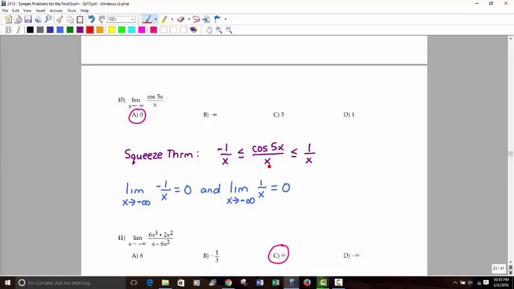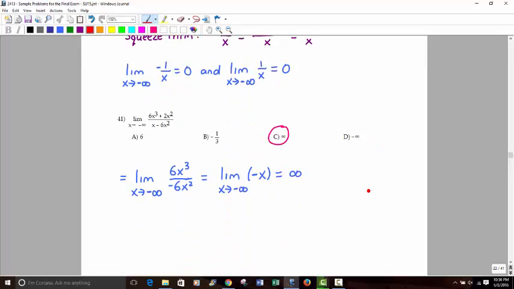Since cosine of 5x over x would always be between negative 1 over x and 1 over x, because cosine of 5x would always be between negative 1 and 1, and both those outer limits would go to 0, therefore the middle limit, which is the one we're trying to solve, would go to 0 also. Another way to think of it is, even though that denominator is growing massively negative, the numerator would be just a number somewhere between negative 1 and 1 at all times. It's not really growing, so it's a constant. Therefore, a constant over infinity, positive or negative, would go to 0.